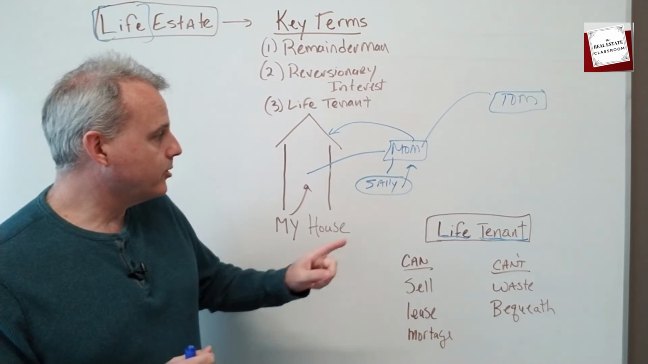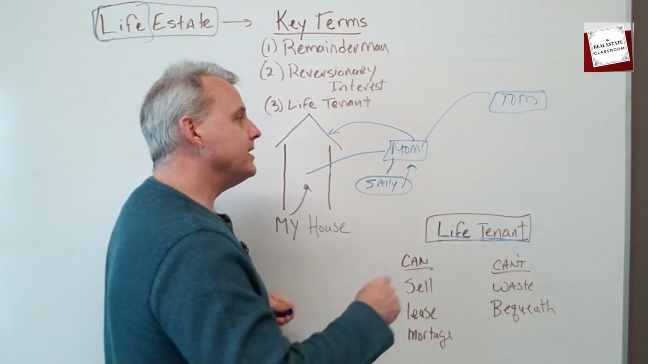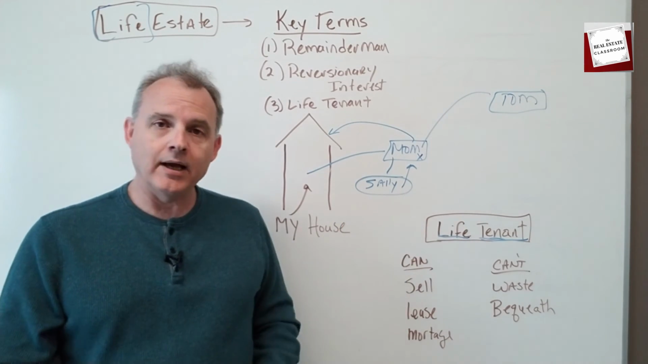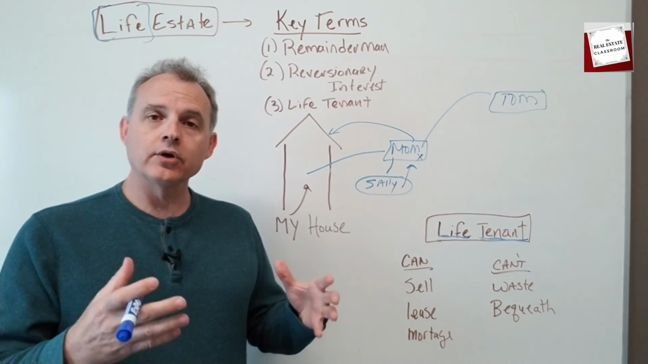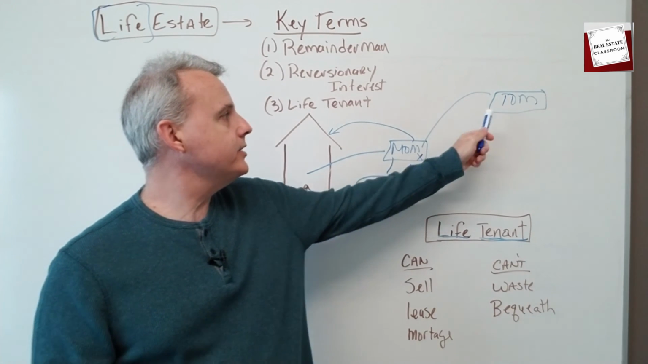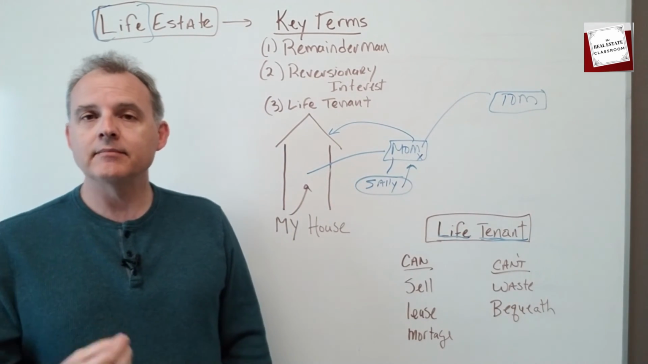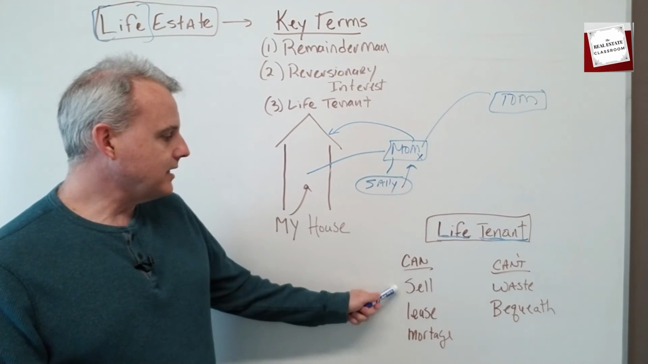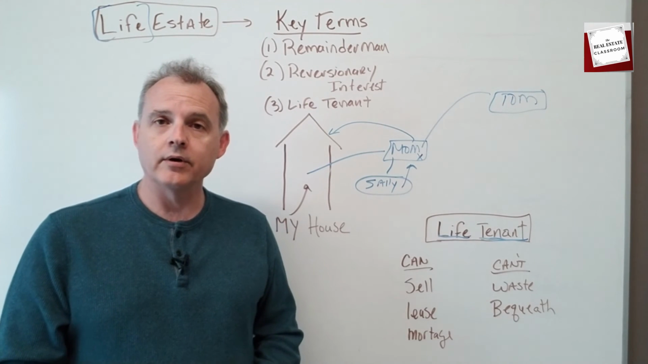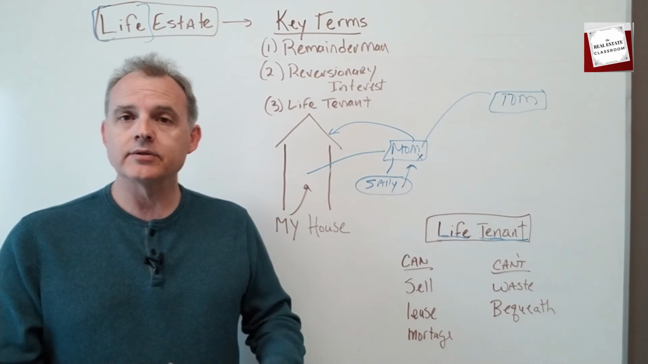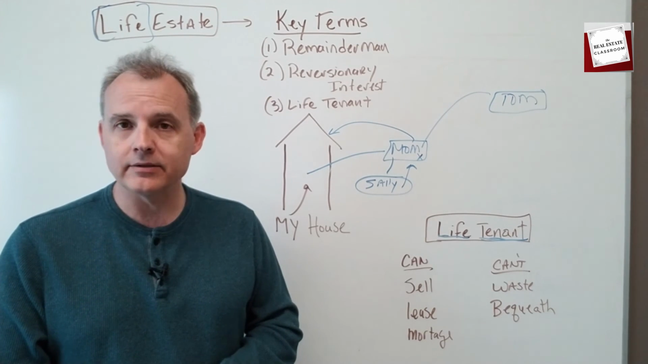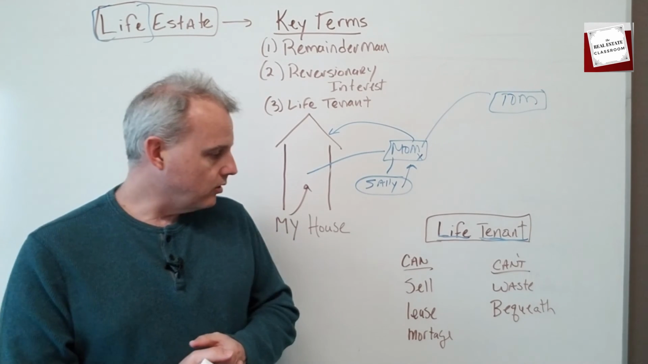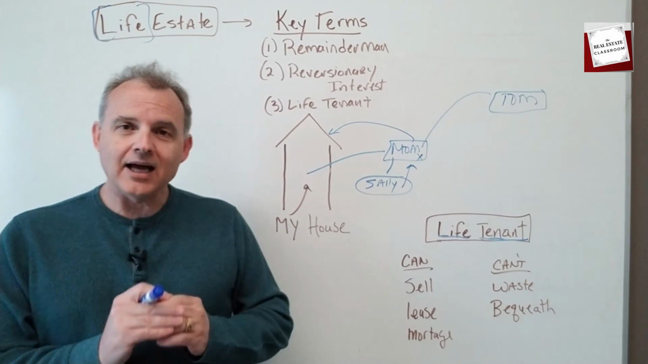Okay, so Mom sells the property to Sally, and Mom dies first. Mom is the first one to die. Well, then Sally's legal interest, her legal ownership in the property, immediately transfers over to Tom, because Tom is the remainderman and Tom has the reversionary interest. That's why selling is pretty rare, actually, where the life tenant, or Mom, sells the property to somebody else. It's technically possible, but from a practical point of view, it's not very viable. You don't see it a whole lot. Anyways, that is a life estate.